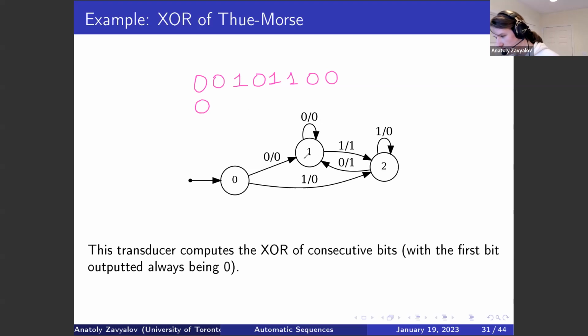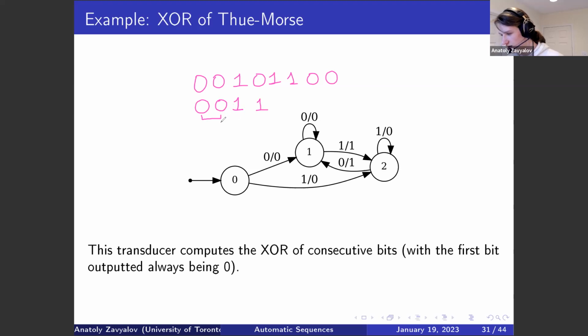Now we're on state 1. We read another 0. That's 0, because the XOR of 0, 0, 0. But when we see a 1, we'll follow this transition, which has an output of 1. And then when we see another 0, we'll follow this transition, which has an output of 1.